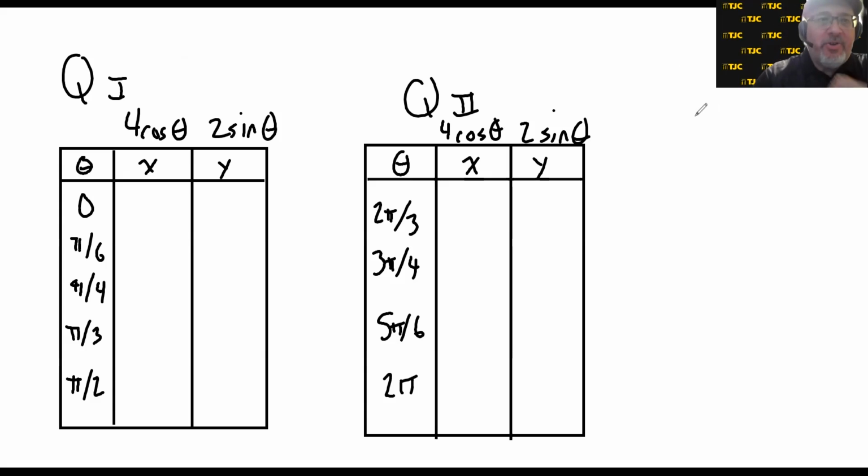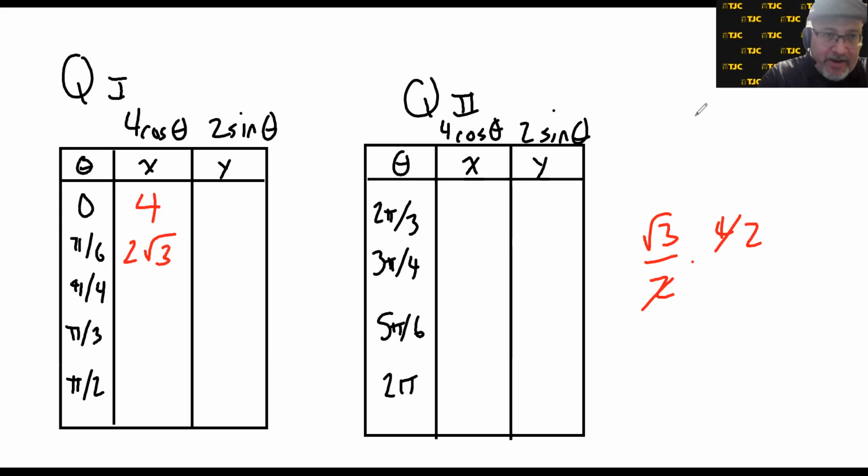4 times cosine of 0. Cosine of 0 is 1. 4 times 1 is 4. 4 times cosine of pi over 6. Cosine of pi over 6 is the square root of 3 over 2. The square root of 3 over 2 times 4 is 2 square root of 3. I didn't need to write it to figure it out, but I wanted you to see it.